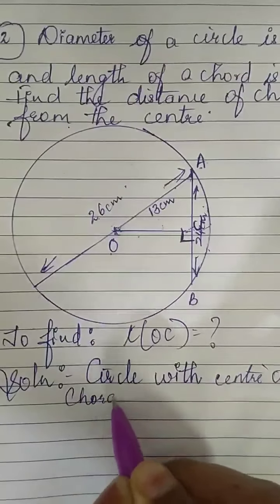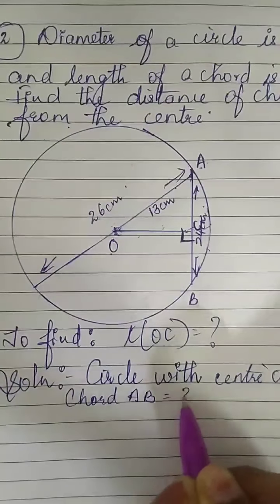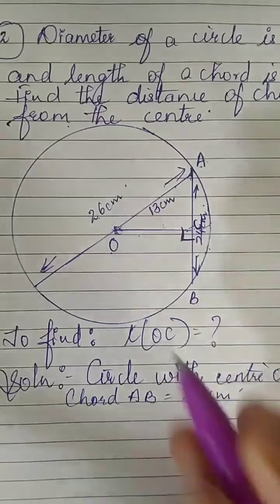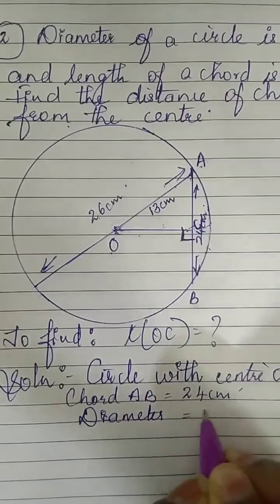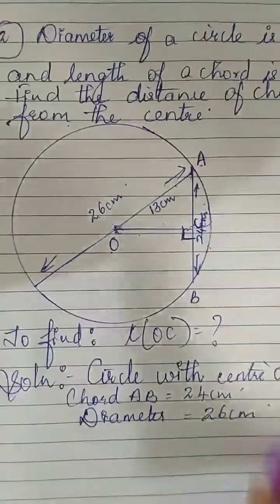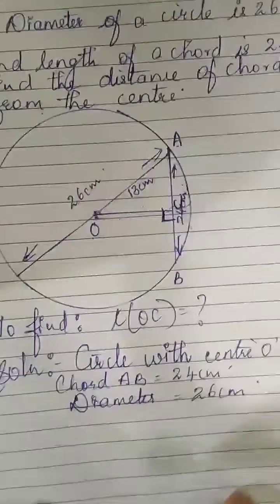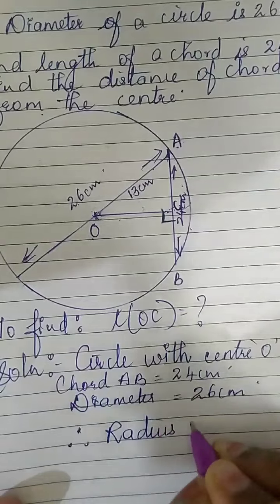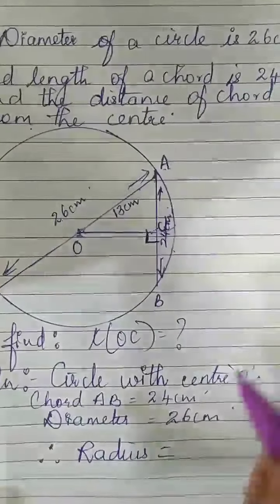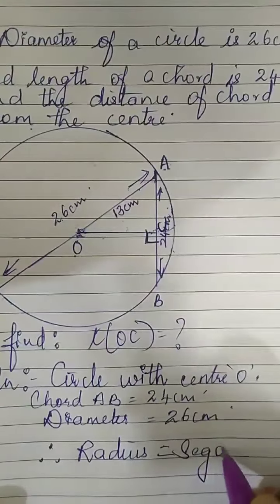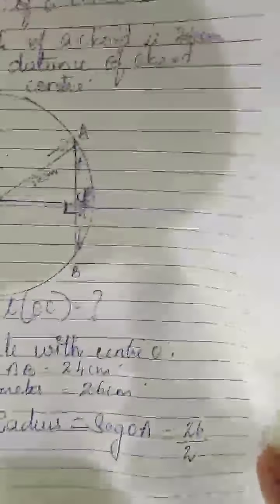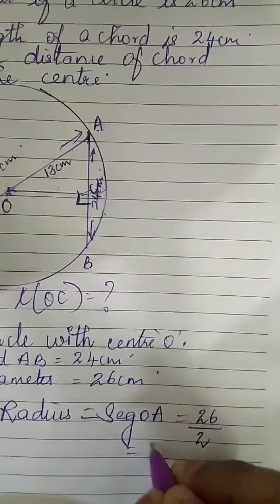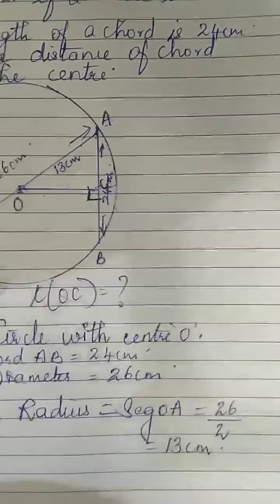Chord AB is equal to 24 centimeter. Then diameter is equal to 26 centimeter. So I want to write first about the radius. Therefore, radius, name of the radius is segment OA, which is equal to 26 upon 2, which is equal to 13 centimeter.